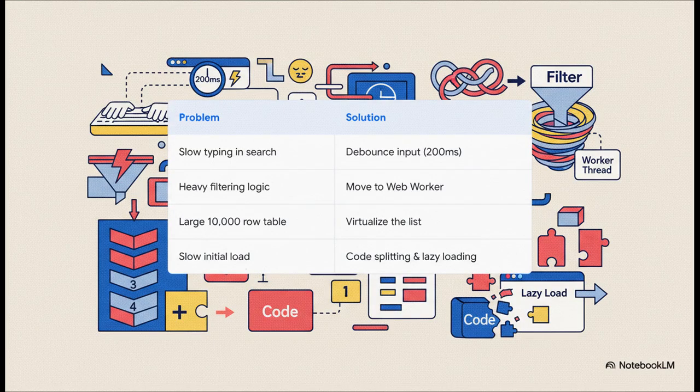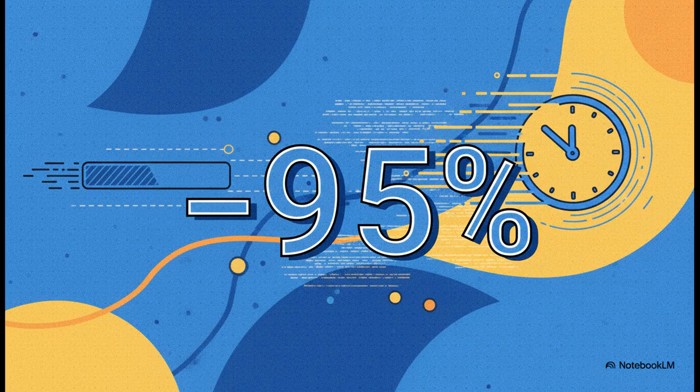So here's how we tackled it piece by piece. For that slow typing, bam, we dropped in a 200 millisecond debounce. That heavy filtering logic, we kicked it off the main thread entirely with a web worker. That giant 10,000-row table, tamed with virtualization. And that slow initial load, fixed by splitting up the code and lazy loading the pieces. And the results? Oh, the results were good.